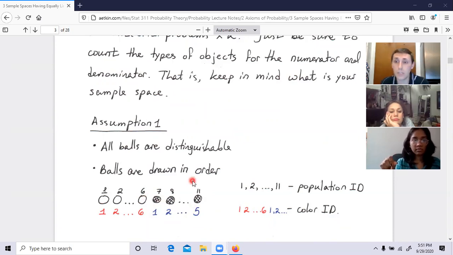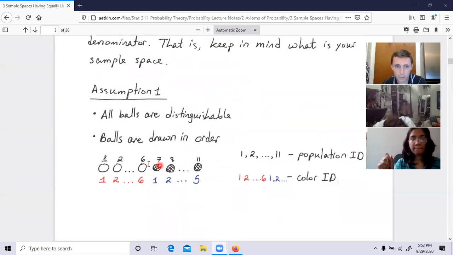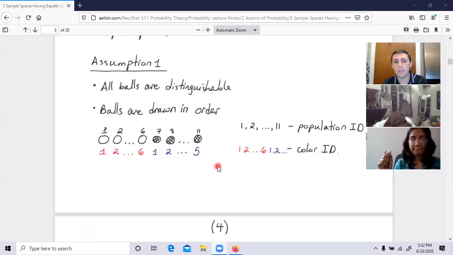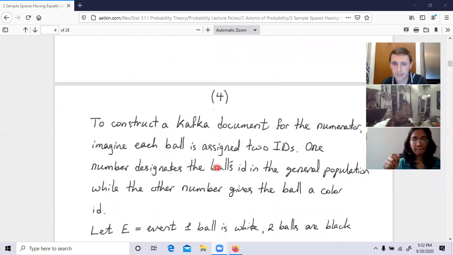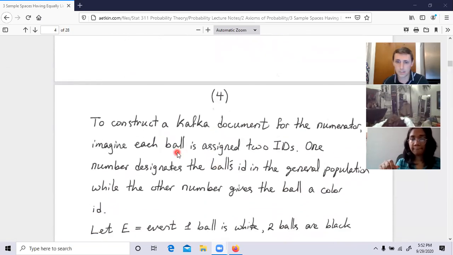So each ball is given 2 IDs, the population ID, which is just its rank 1 through 11, and its color ID, which are the numbers that I wrote below. So it has 2 IDs. So for example, white ball 1, its color number is 1, and black ball 7, its color number is 1. I use that to make my documents precise here.